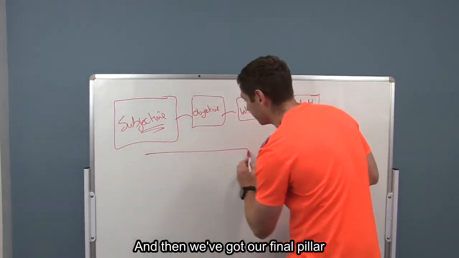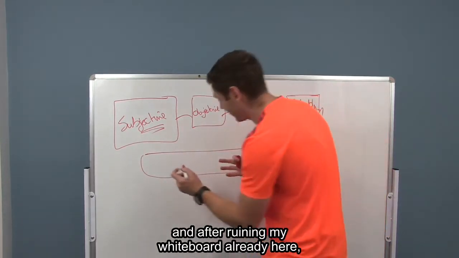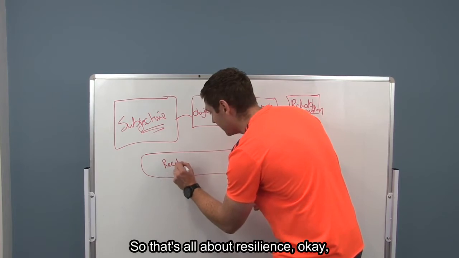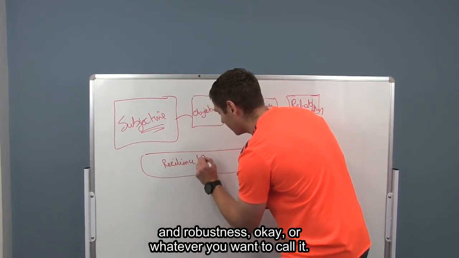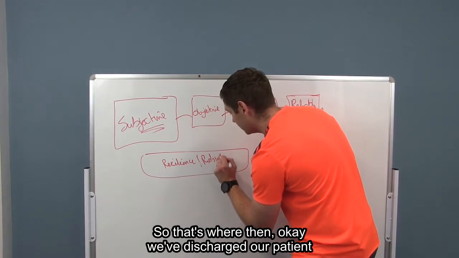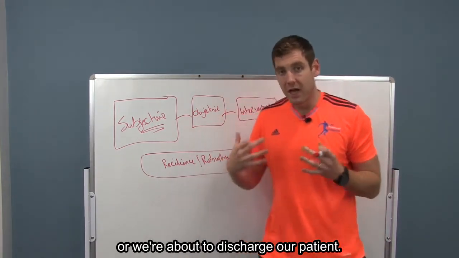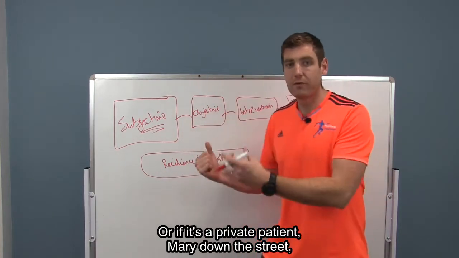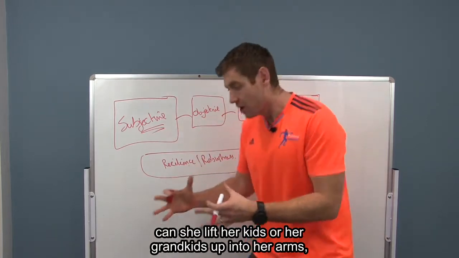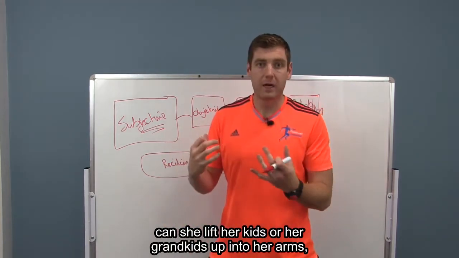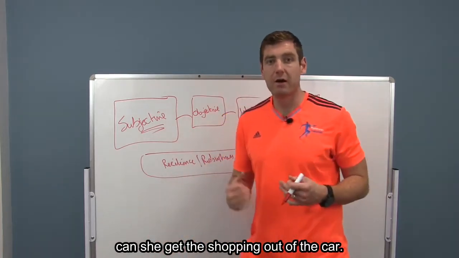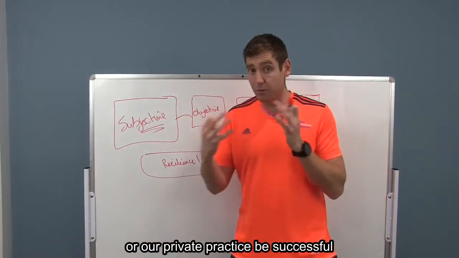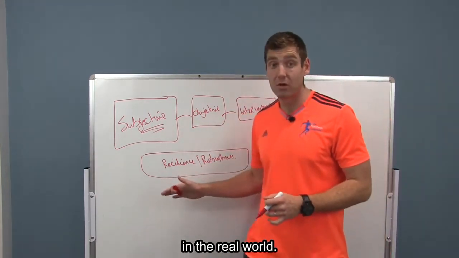And then we've got our final pillar, which I put under here, and I'm after ruining my whiteboard already in terms of the space that I want to use for this. So that's all about resilience, okay, and robustness, or whatever you want to call it. So that's where we've discharged our patient, or we're about to discharge our patient. Are we sure that that athlete, when we put them back in the gym, can they squat, can they deadlift? Or if it's a private patient, Mary down the street, can she lift her kids or her grandkids up into her arms? Can she get shopping out of the car? There's some form of deadlift, there's some form of lunge in that, and that's where we need to help our athletes or our private practice patients be successful in the real world, okay?